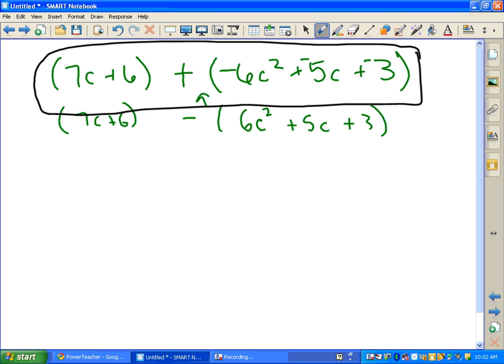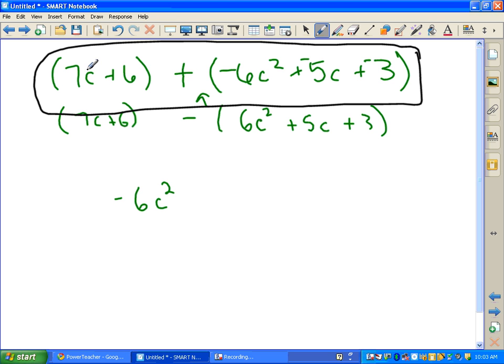Again, I'm always wanting to put it in standard form, so it's easiest to just start with the highest exponent. So when I look through here, I see my highest exponent is a squared, so I'm going to put that one first. So there's nothing to combine it with over here. So it's just going to come down, and it comes down as a negative because we had to change that sign. So negative 6c squared.